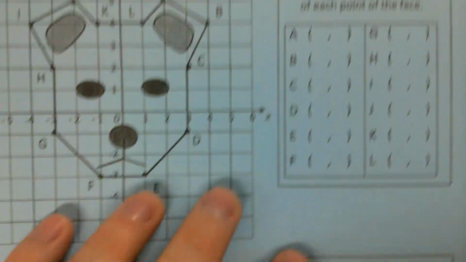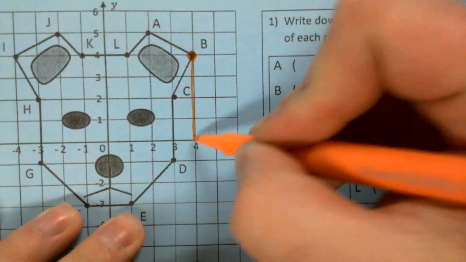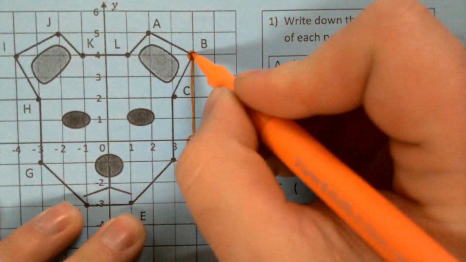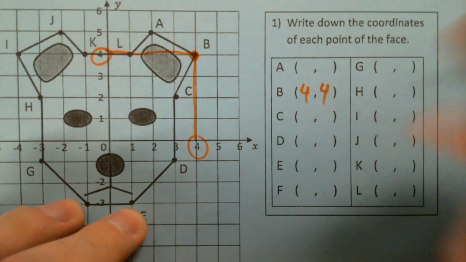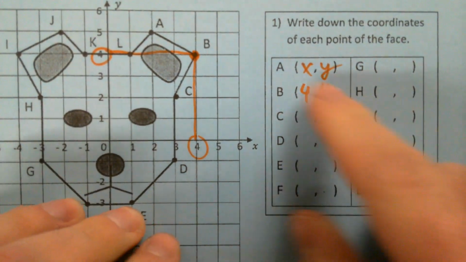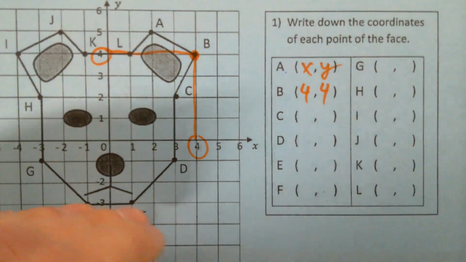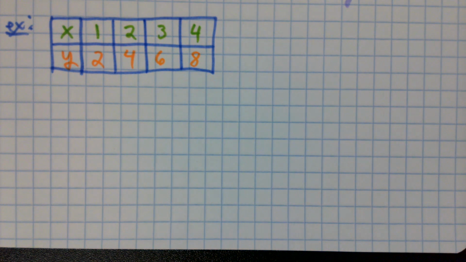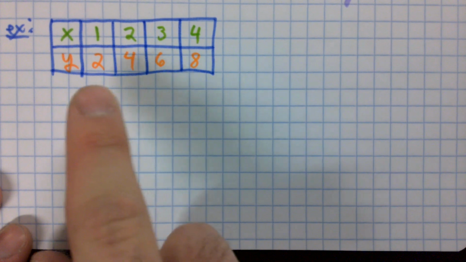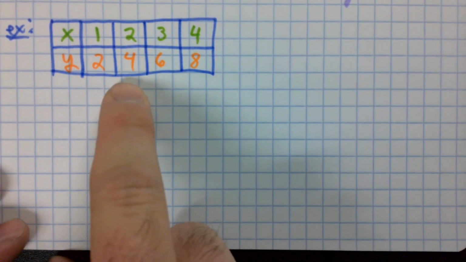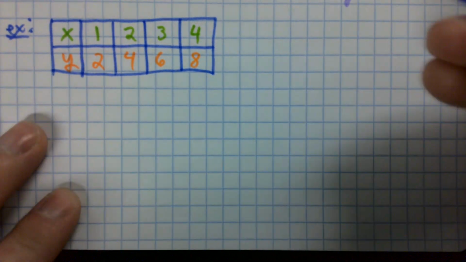If we look back at this, right, this point B right here has an x value of 4 and a y value of also 4. Whenever we have an x and a y value together, that gives us a point on a graph. So we're not going to be dealing with graphs today, but that's where we're headed with this, just so you know. So this table represents 4 points. A point at 1, 2, 2, 4, 3, 6, and 4, 8.